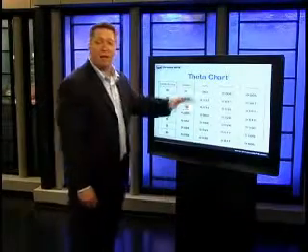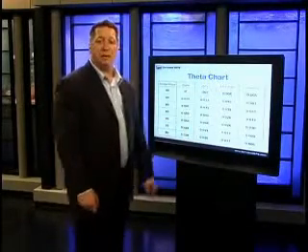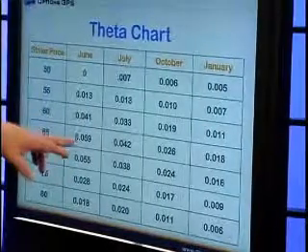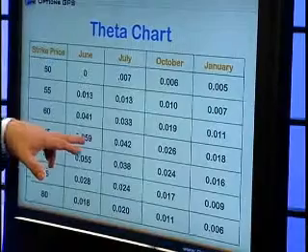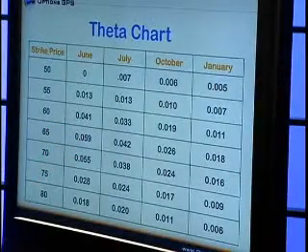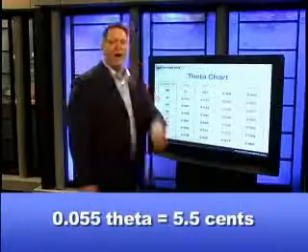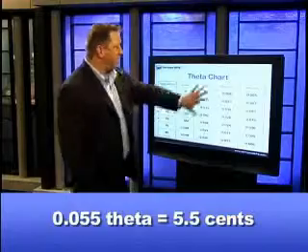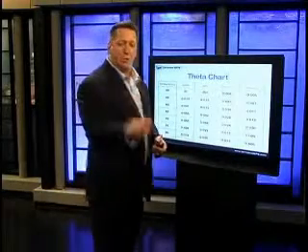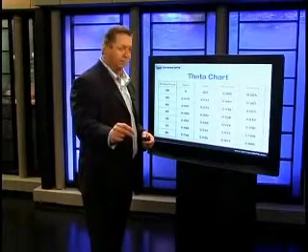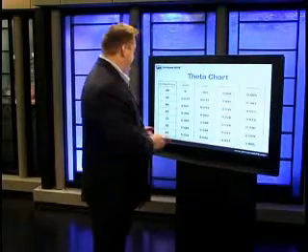Now, remember, theta is given in what? Cents. These are dollar numbers. When we see 0.059, that's 5.9 cents. 0.055, 5.5 cents. So these are actual dollar numbers. The actual dollar amount that your option will decay in one day.